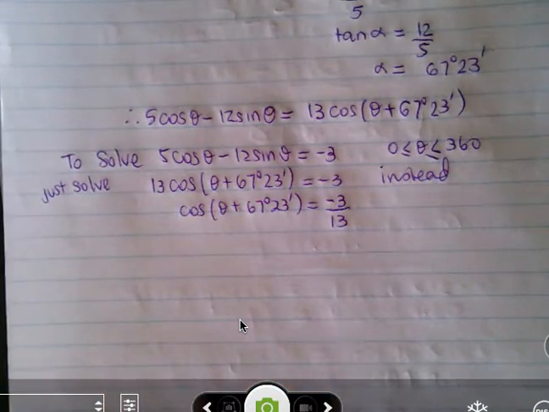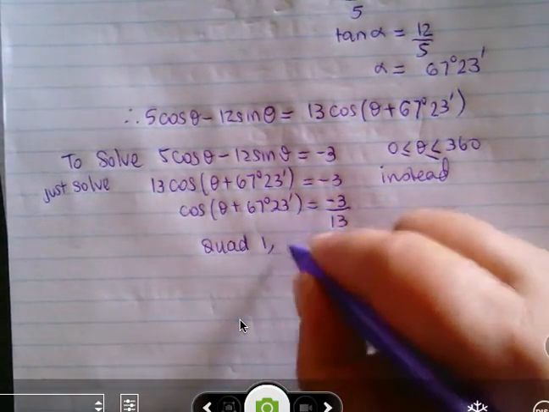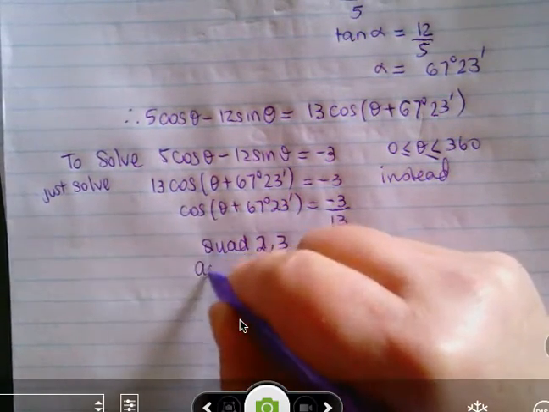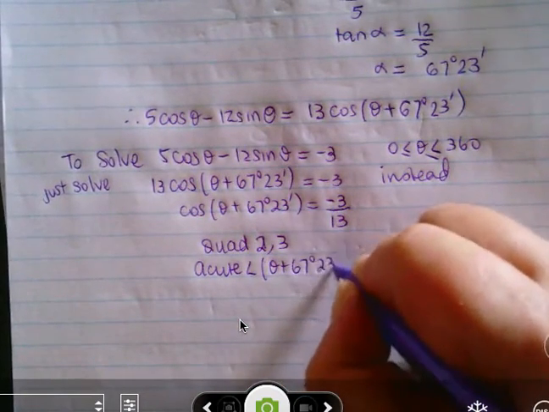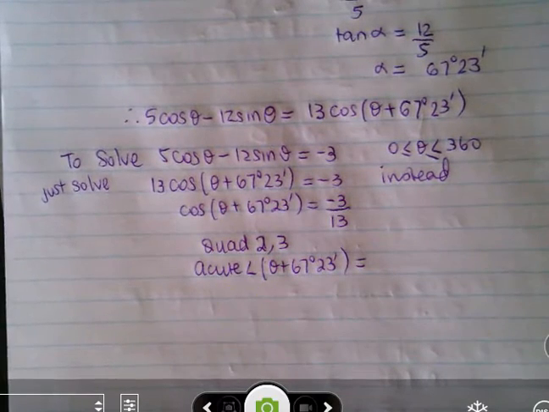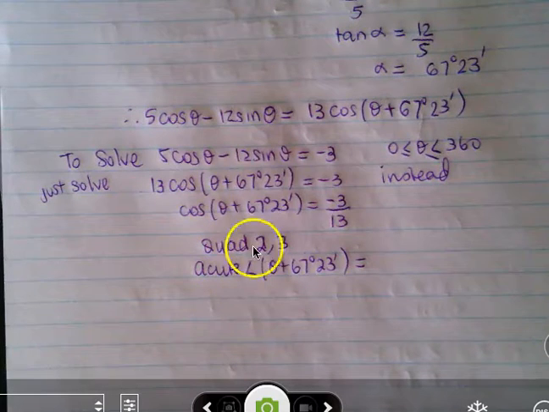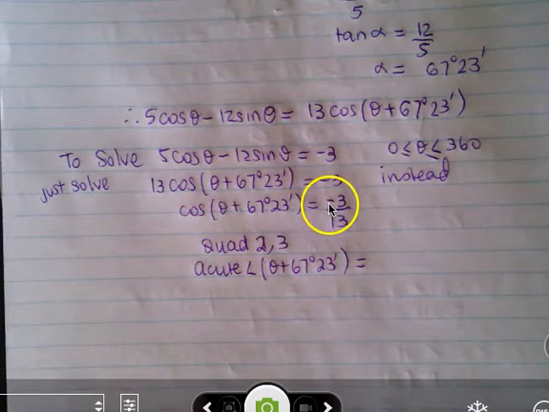So what are our 3 steps? What's the negative tell me? Quadrants 2 and 3. Next thing, acute angle, 67 degrees, 23 minutes. You don't put the negative in. Actually, this may be the only time you can put the negative in, but just don't. So you do shift cos of 3 on 13. Are we okay with that? Just don't put the negative in. The negative is to tell you the quadrants only.